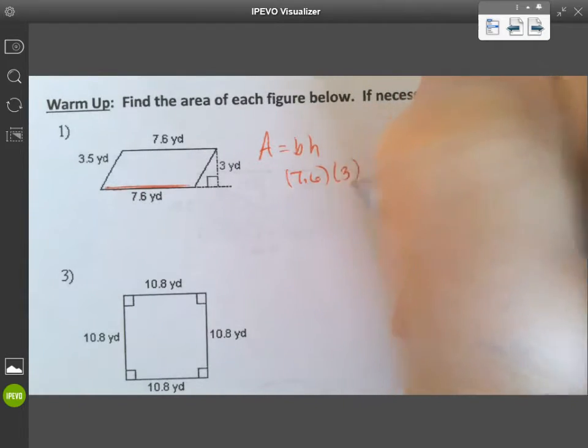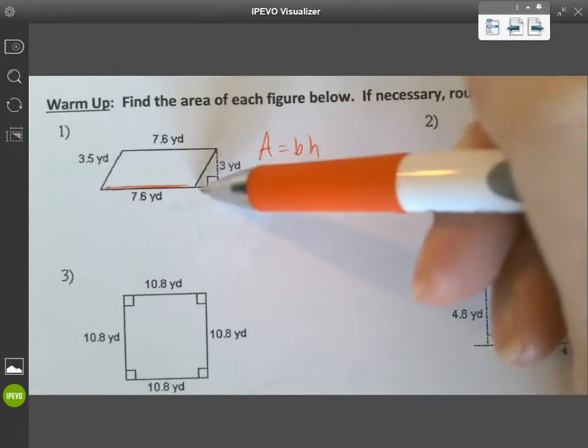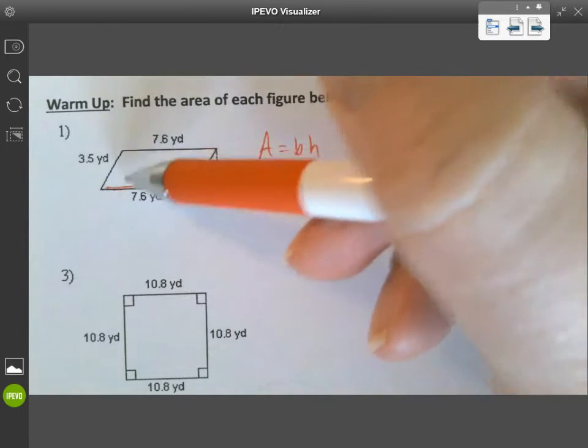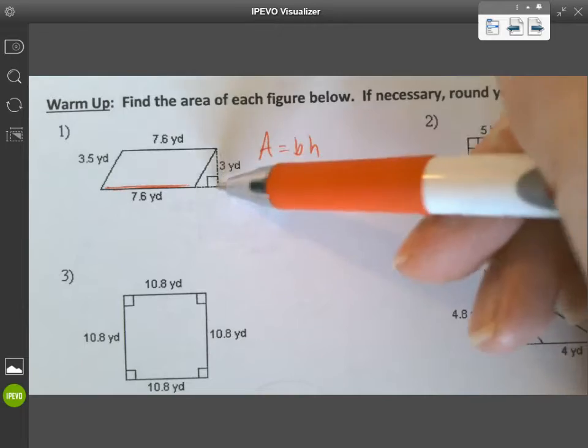Now it's a little hard on this copy. You can see that this is not a solid line. This is not part of the figure. It's just to show you the height. So I don't want the slant height. I want the height, which is an altitude, 90 degrees.